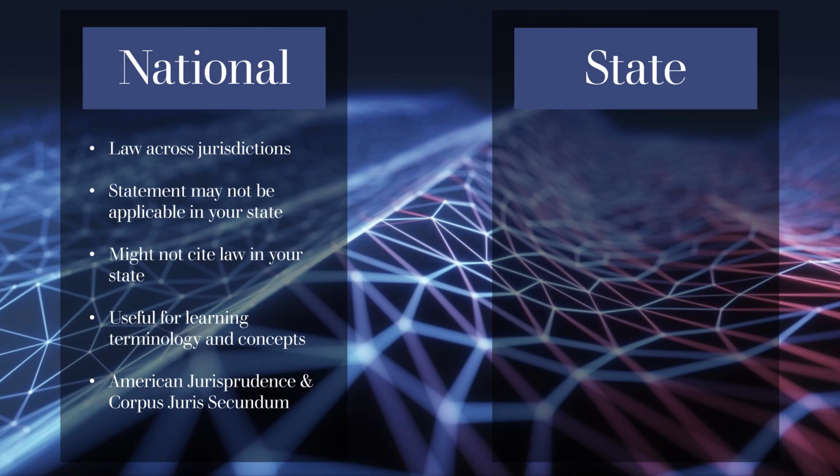The two national legal encyclopedias are American Jurisprudence, or AmJur, and Corpus Juris Secundum, or CJS. AmJur is available on both Westlaw and Lexis, while CJS is only on Westlaw. The library has American Jurisprudence in print if you do not have access to those databases.